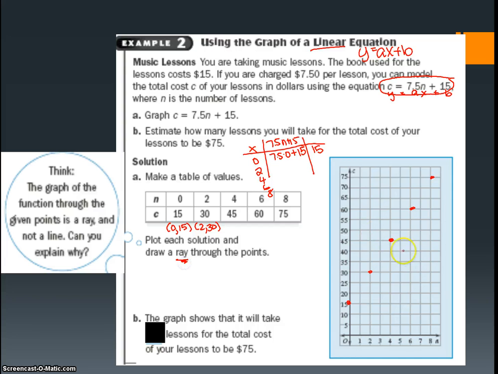Now, what is a ray? A ray starts at the end point and goes up through the points as close as you can. And it only has one arrow, so it stops right here.